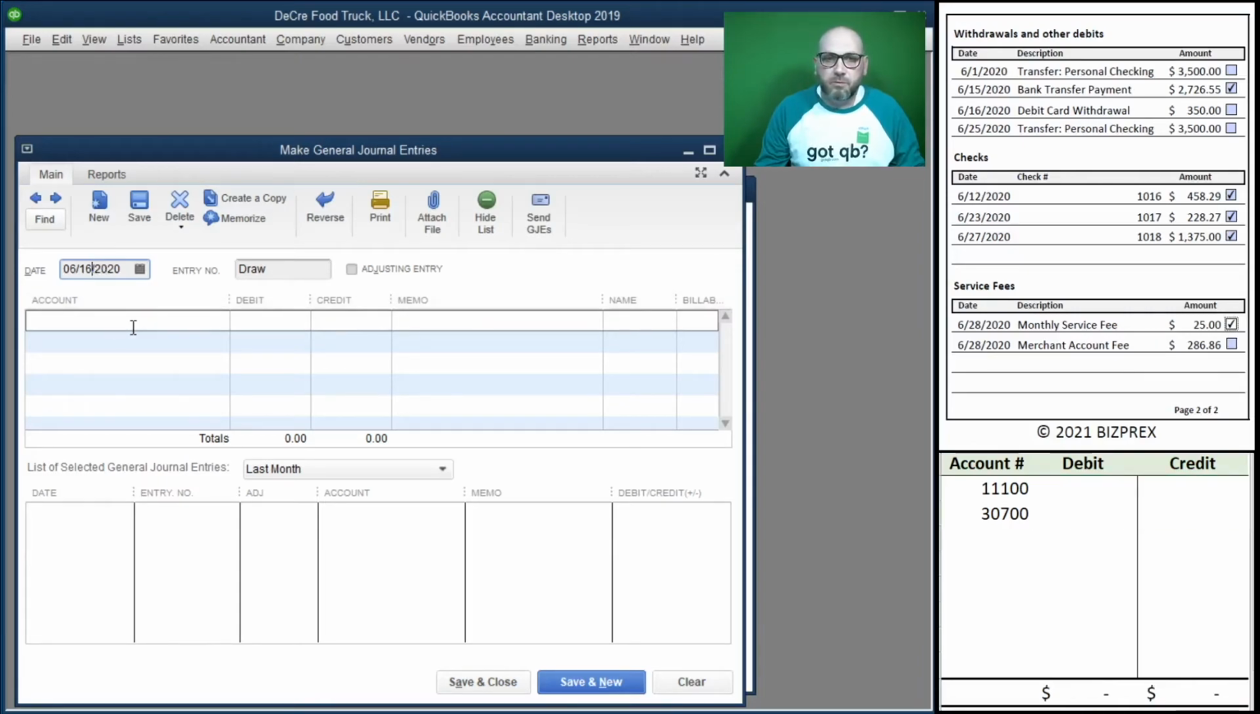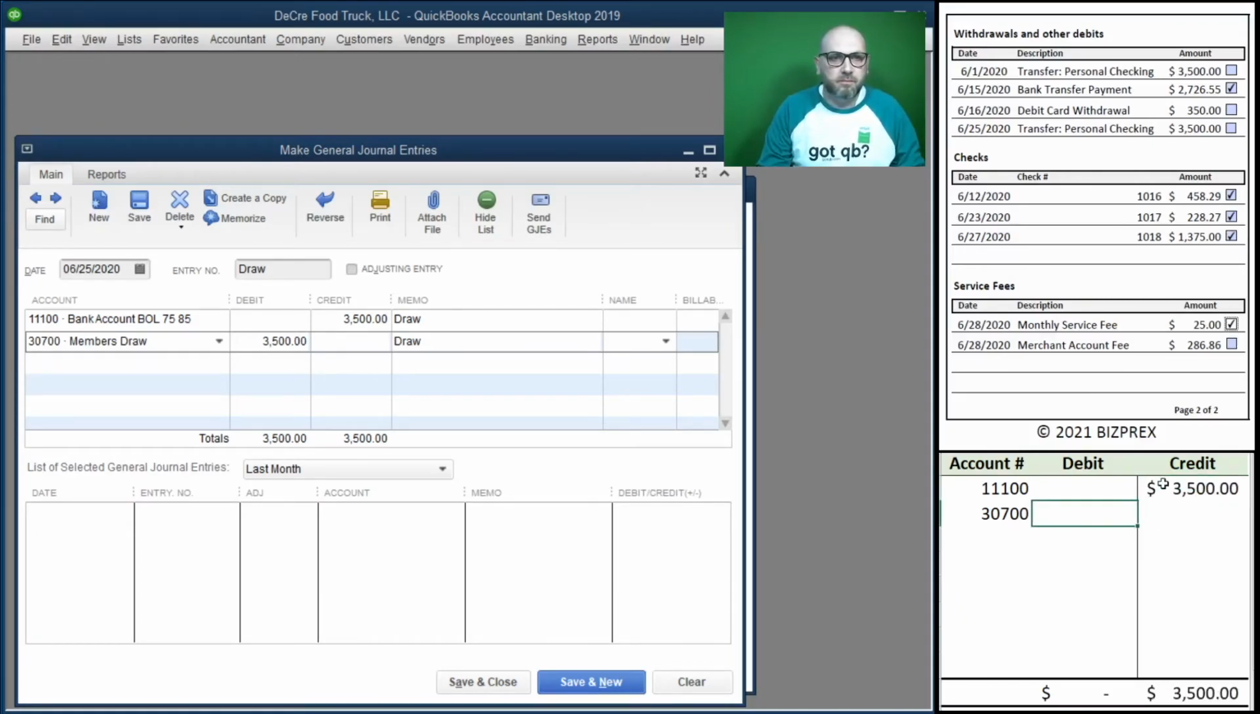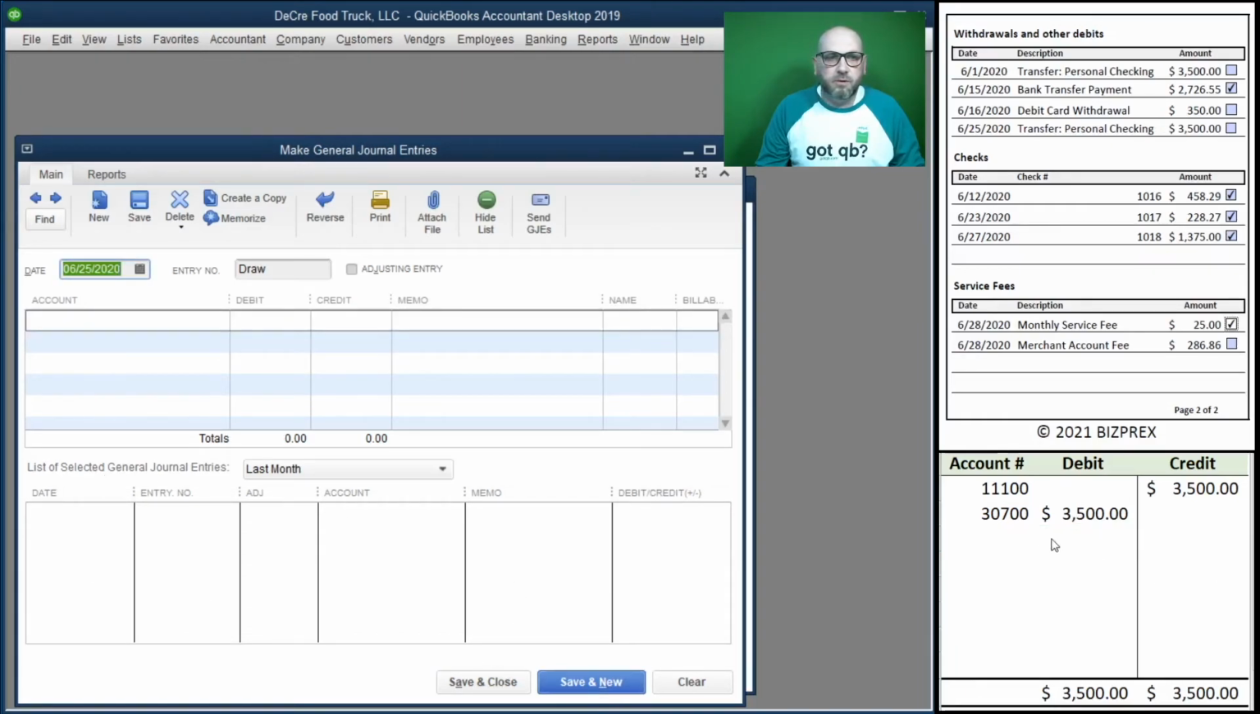All right, one more. Here we are. We're very much familiar with it. Okay, so we are getting close to booking our draws. All good, all good. Save and new. We have one more thing we've got to book. We've got to book the merchant account charges. Call it bank fees.